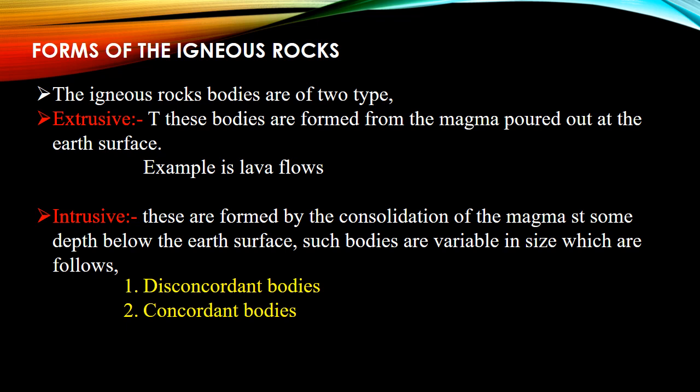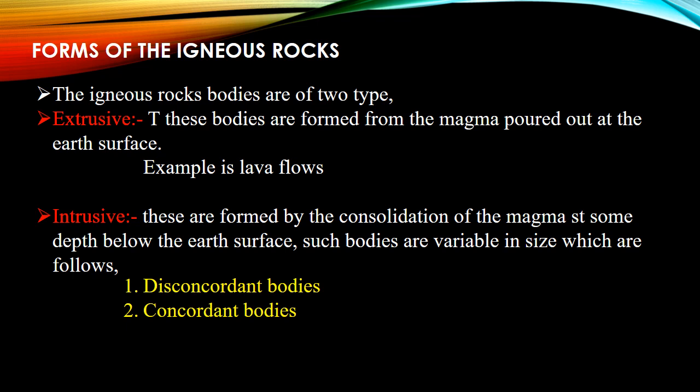Now, forms of the igneous rock. As we have discussed in the previous lecture, there are two types of igneous body, that is extrusive igneous body and intrusive igneous body. Extrusive igneous bodies are those bodies which are formed on the earth's surface or in the earth's atmosphere. This is called extrusive igneous body, and the example of extrusive igneous body is lava flows. Whereas intrusive igneous bodies are those bodies which are formed beneath the earth's surface or in the crust of the earth. So these types of bodies are called intrusive igneous bodies.